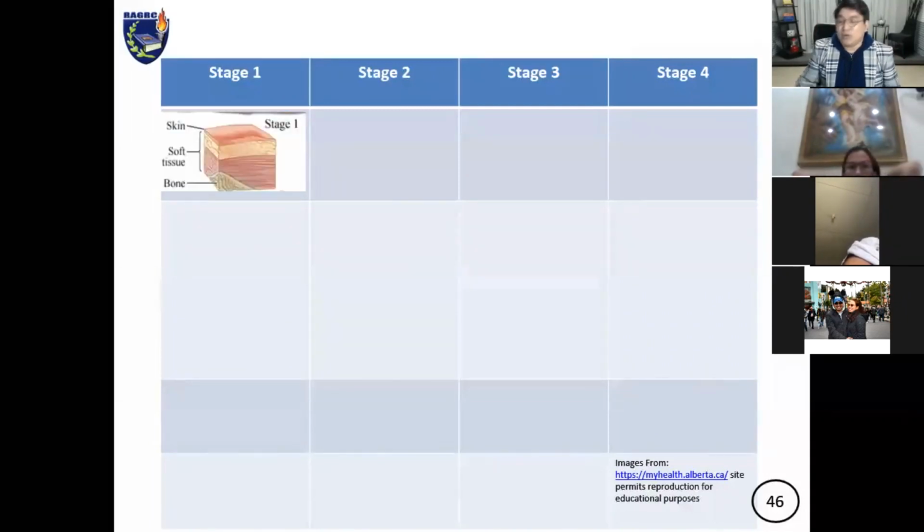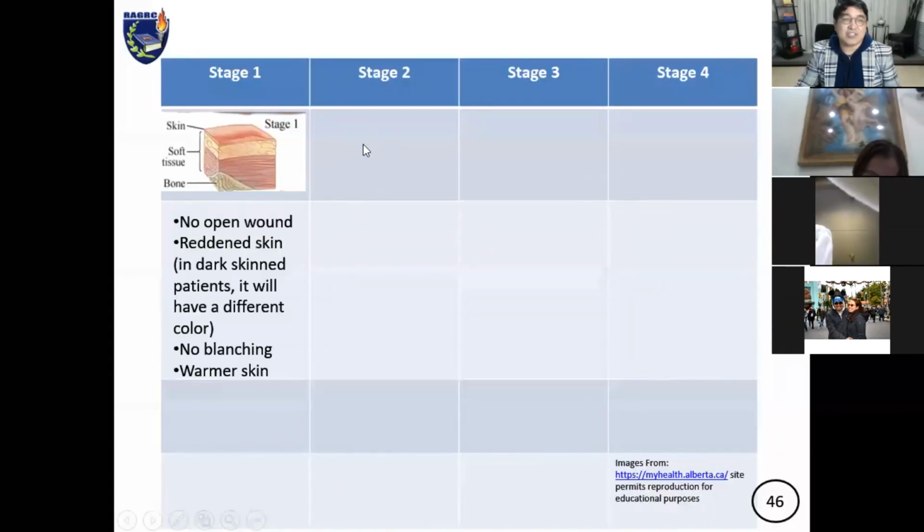So look at stage 1. Usually in stage 1, the skin is intact. People would say, how do I manage it, sir? You don't have to manage it. There's nothing to manage. The skin is intact. All you have to do is document it and pay particular attention to monitoring it, because there's a greater possibility that it could potentially progress to a higher stage. There's no open wound, just reddened skin. In dark skinned patients, it will have a different color. There's no blanching. When you press on the reddened area, it doesn't blanch and the skin would be warmer.